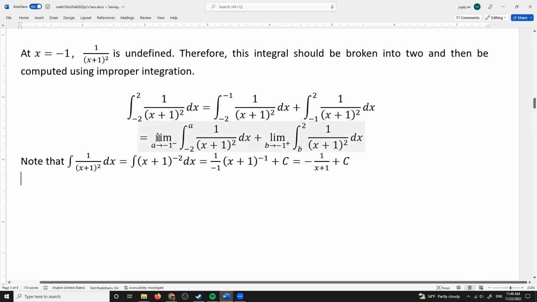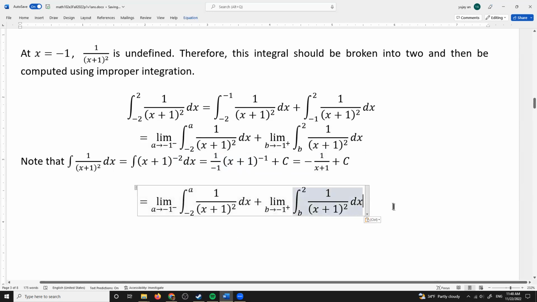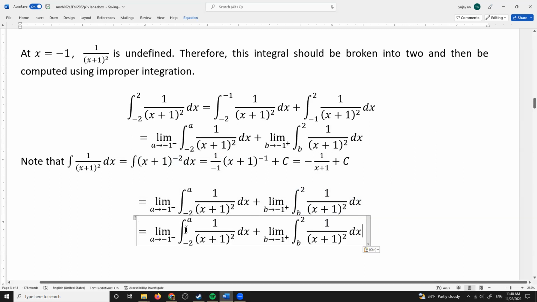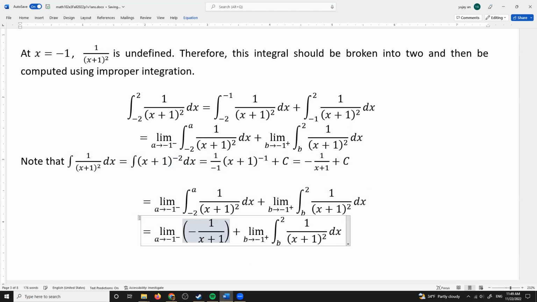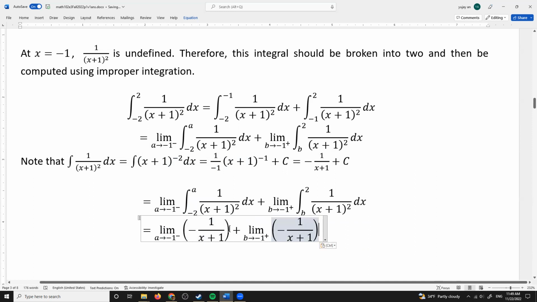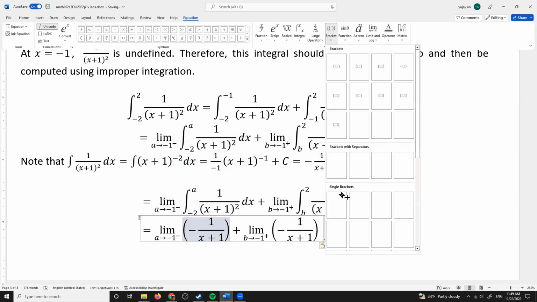Okay, so using that, now we can compute this by using the above result. This one is really, this is the antiderivative, right? So we put that in there. And that's true for both cases, for both integrals. I'm going to rewrite this. And then I have to put a bar.